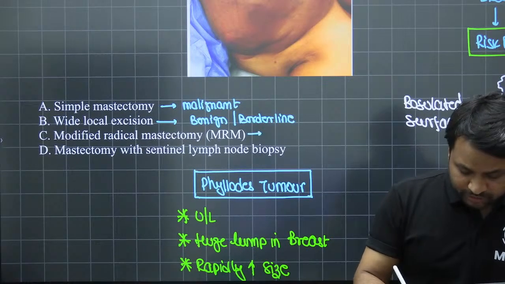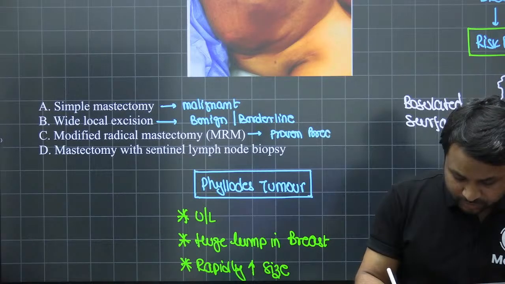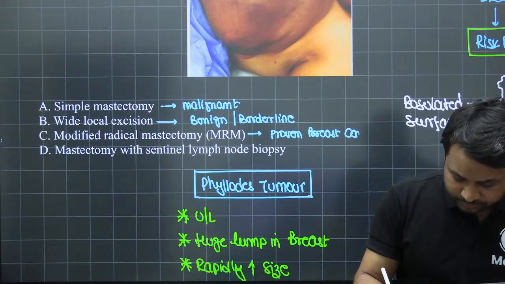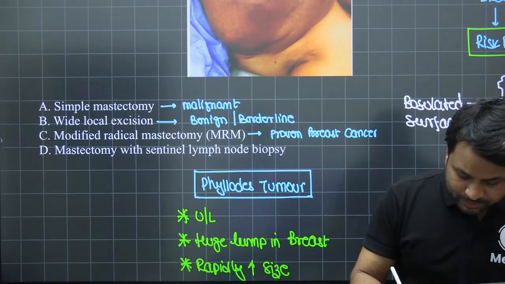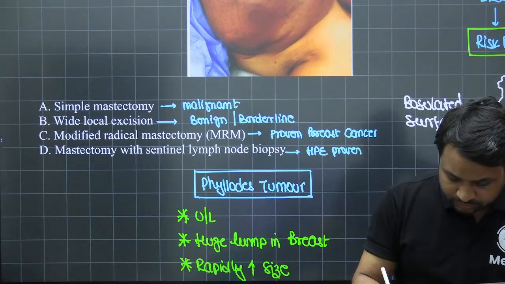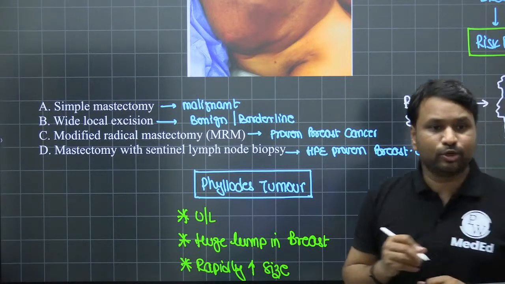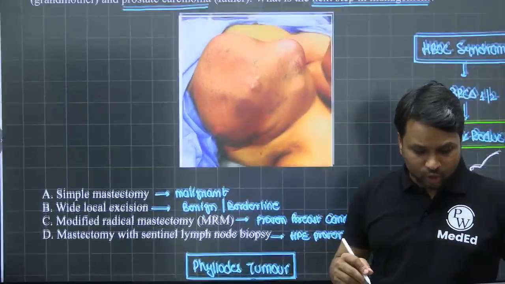MRM is done only for proven breast cancers. Sentinel lymph node biopsy is also done when there is a histopathology-proven breast cancer. Okay, so I've given you all the objectives and the firepower to answer this question.